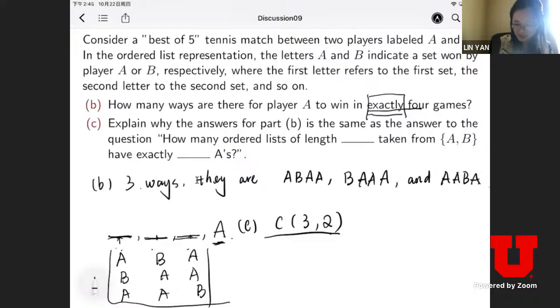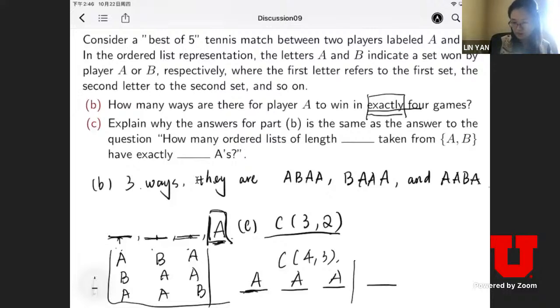Yeah, so it's 3. Another student says, can it be 4 choose 3? No, because this one should be fixed. If we use 4 choose 3, then we can give 4 seats and choose 3 of them. Then this game will end at the 3rd game. So it should be 3 choose exactly 2.